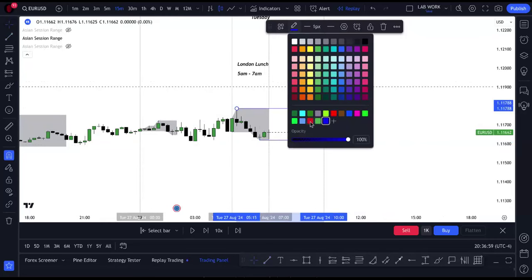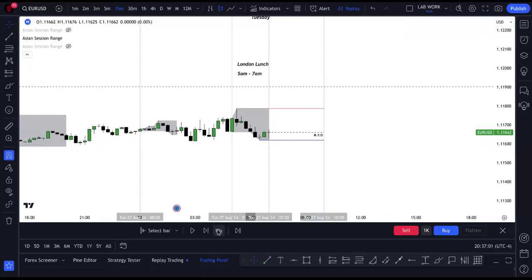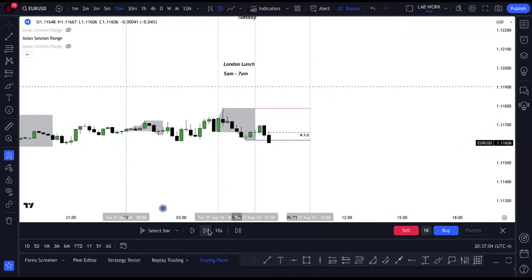Mark off our buy side, and then we're gonna play it forward and see what happens. Play it forward and see, bang, price runs out the sell side. Where are we relative to midnight opening price? So let's find midnight. Where's midnight opening price? Right here.